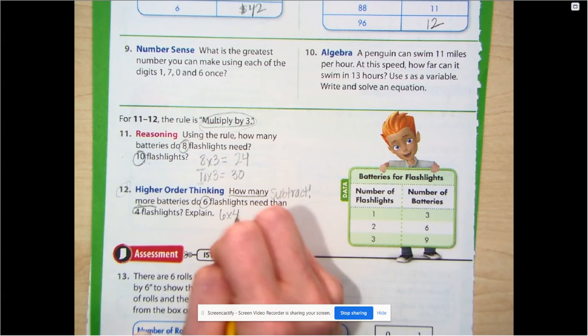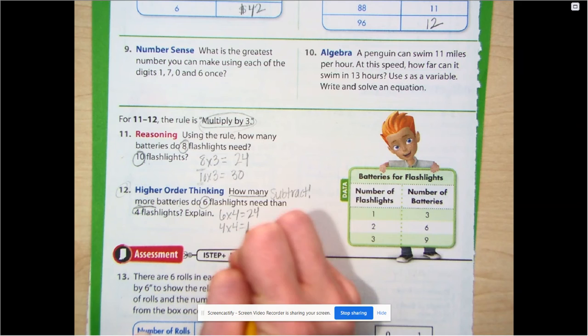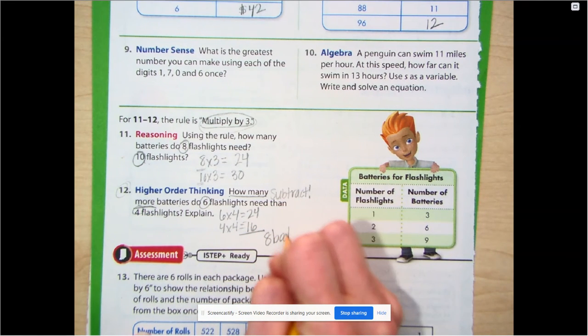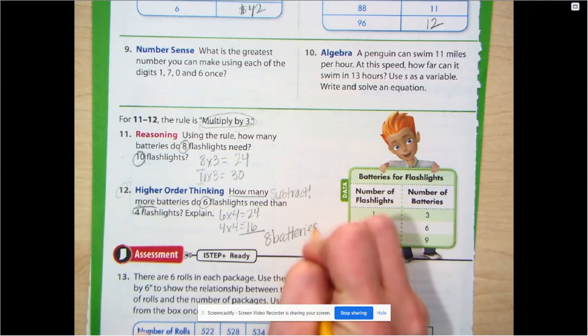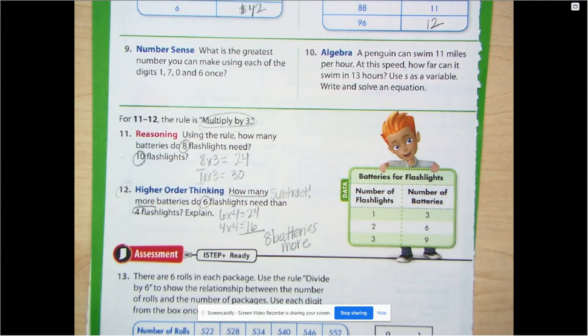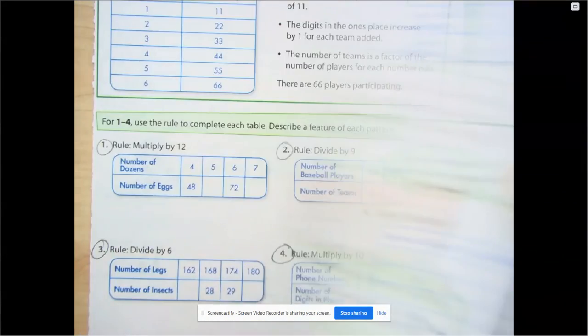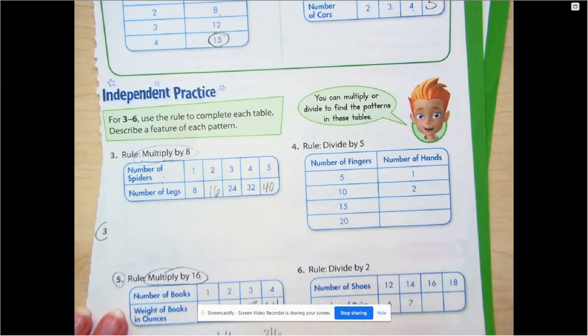All right, I did 6 times 4 is 24, and 4 times 4 is 16. And if I subtract those 2, it's going to be 8 batteries more for the 6 flashlights. Okay? All right, make sure when you're working on your homework today, you determine what the rule is, and then you apply that rule to the left-hand side of your chart or to the top row of your chart.